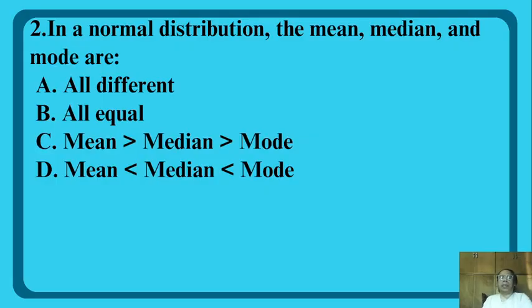MCQ number 2. In a normal distribution, the mean, median, and mode are A. All different, B. All equal, C. Mean is greater than the median is greater than the mode. Letter D. Mean is less than the median, less than the mode.